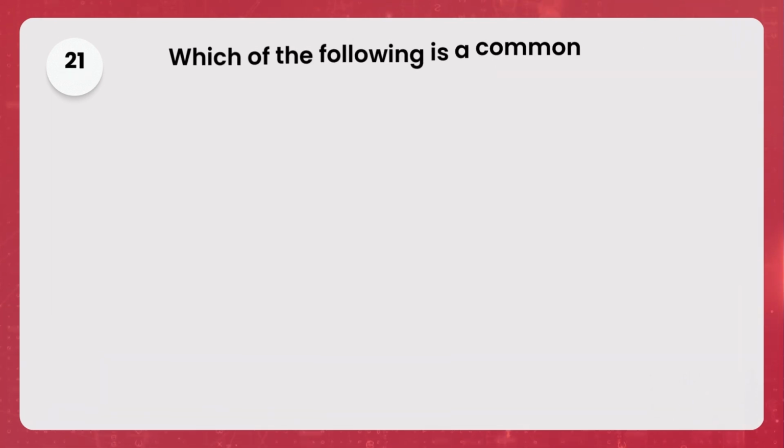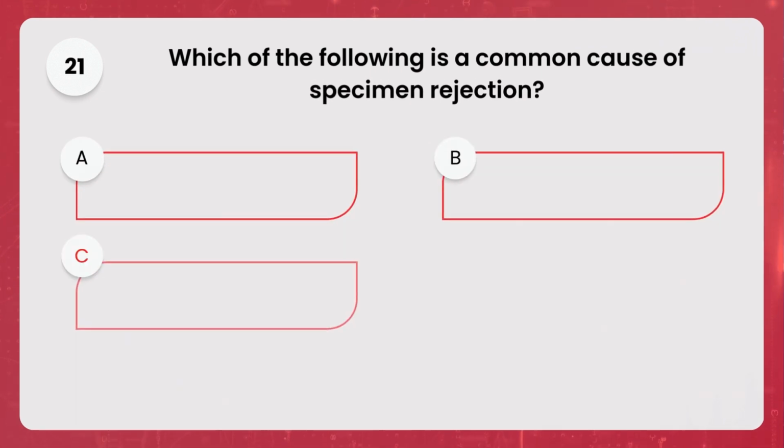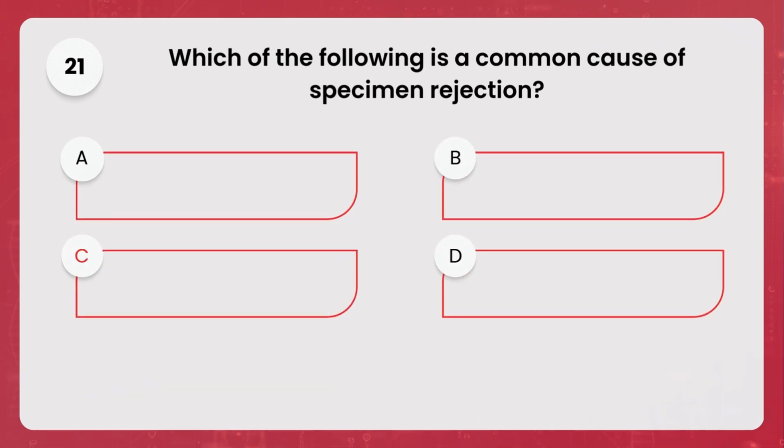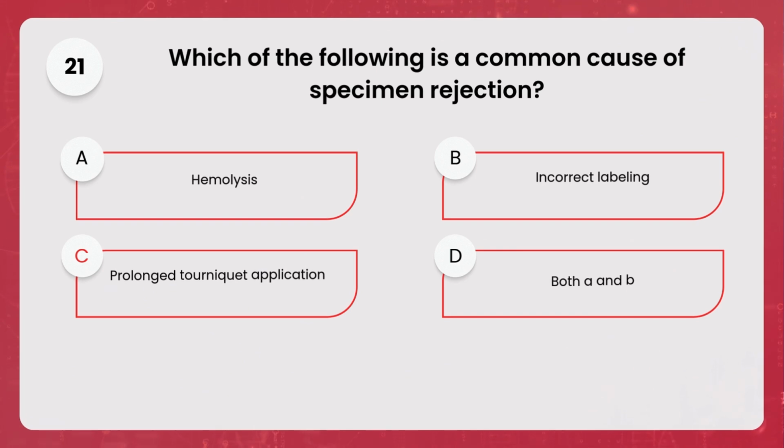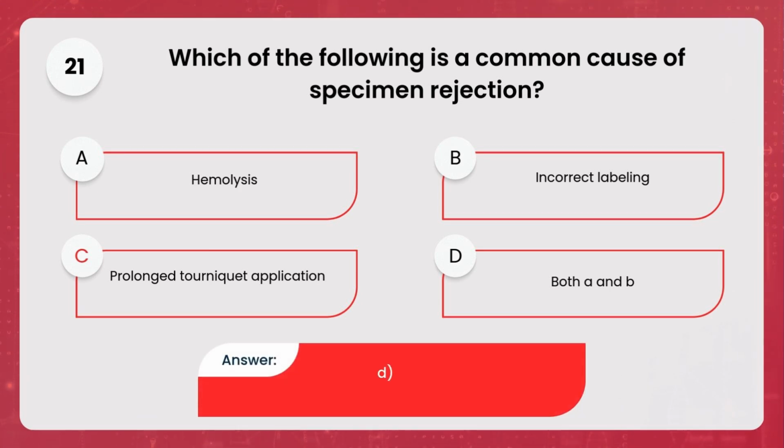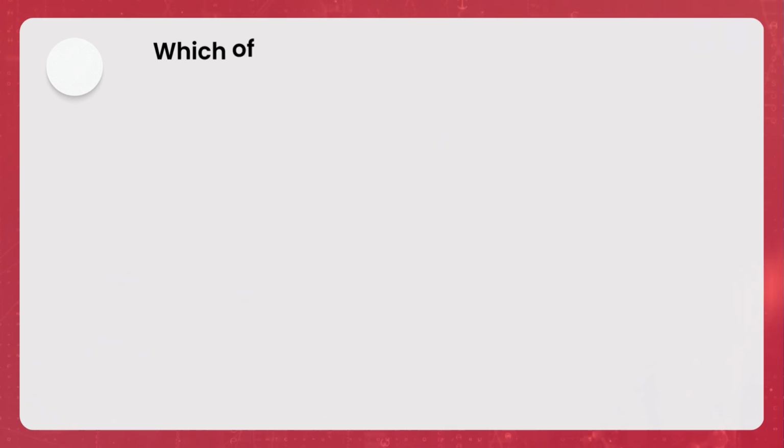Number 21. Which of the following is a common cause of specimen rejection? A. Hemolysis. B. Incorrect labeling. C. Prolonged tourniquet application. Or D. Both A and B. The answer is D. Both A and B.